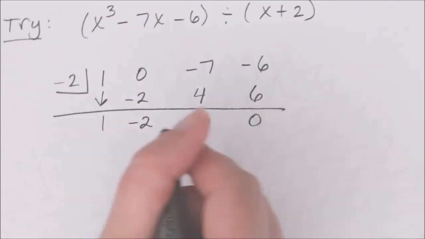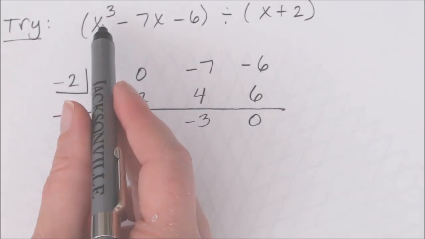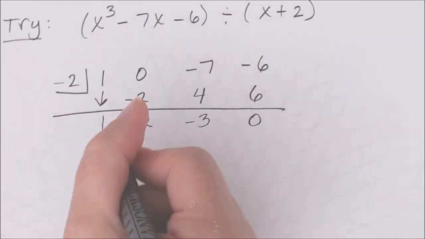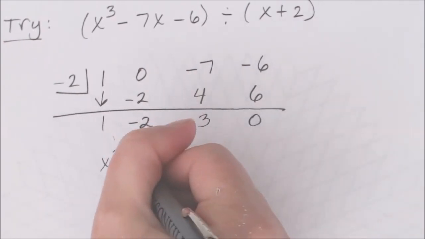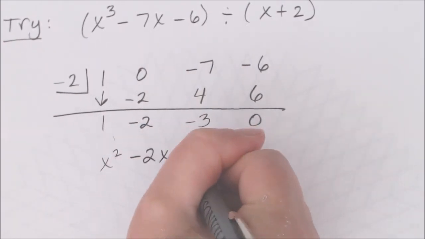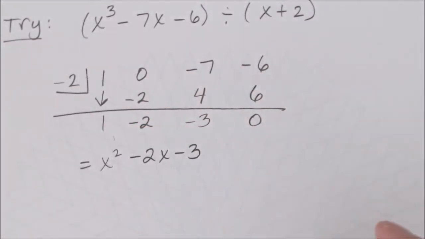The final answer, though, we need to write it out. Since this was x cubed that we were dividing by, this is going to be what? 1x squared minus 2x minus 3. And that's our final quotient.